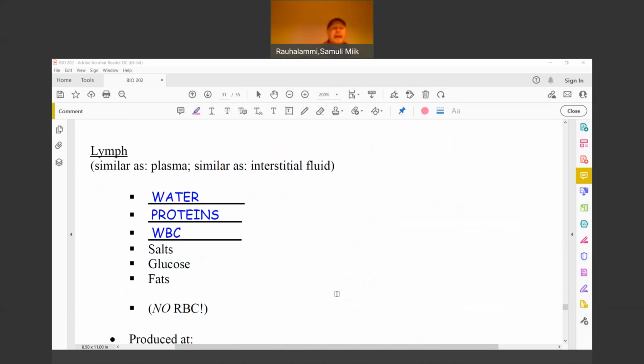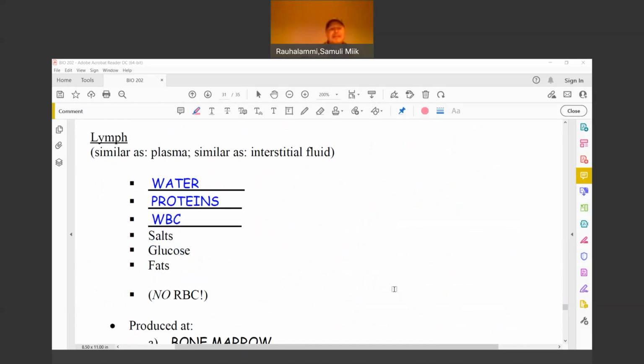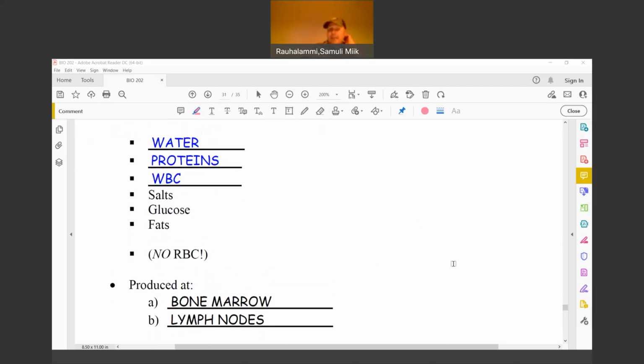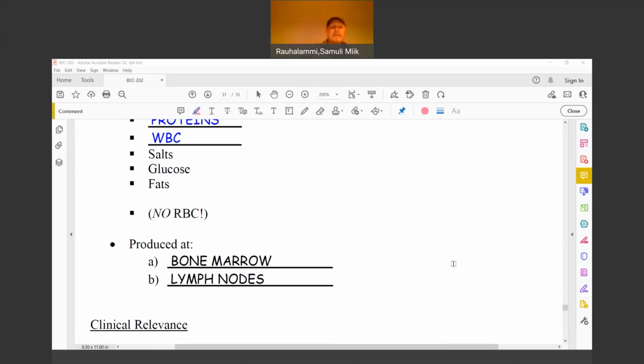If we talk about what lymph is, we saw that it's very similar to the contents of the interstitial fluid. So we have a great amount of water, proteins, and all the other stuff. One thing that is now very visible is the great content of white blood cells, since the white blood cells are housed within the lymphatic system, especially lymph nodes. One thing you should never see in the lymph is red blood cells. So a note to make about that. And you do remember lymph was made at the bone marrow and lymph nodes.